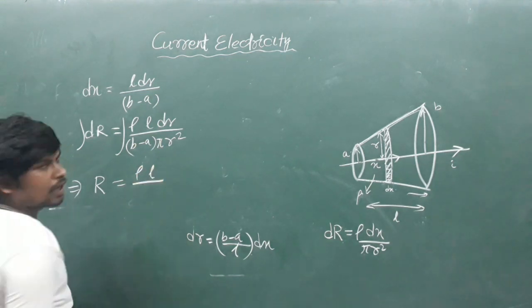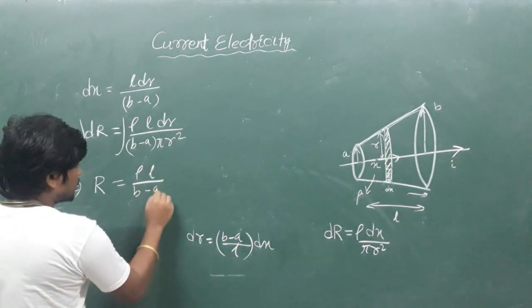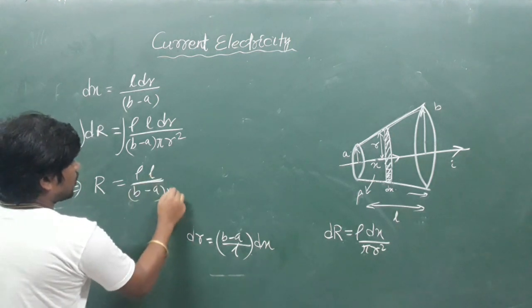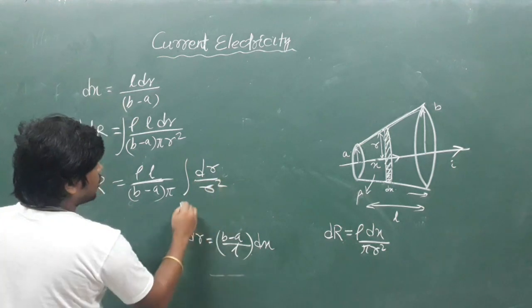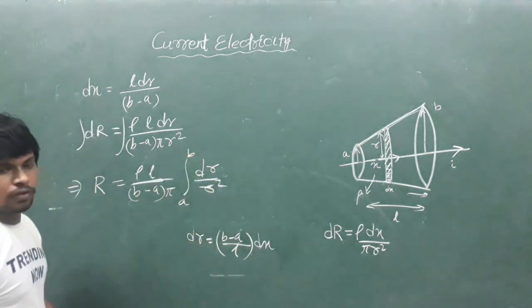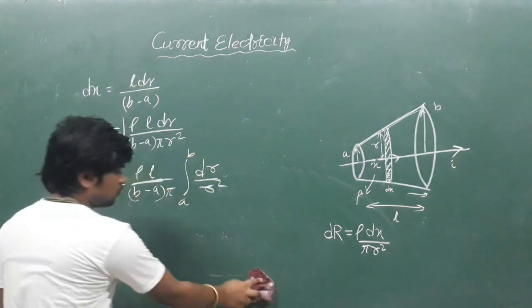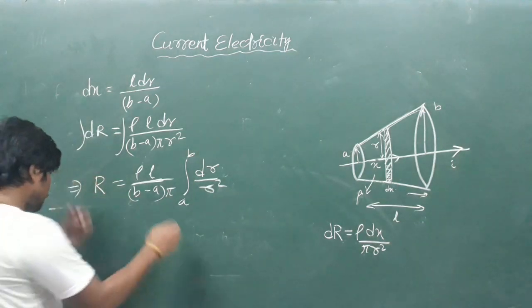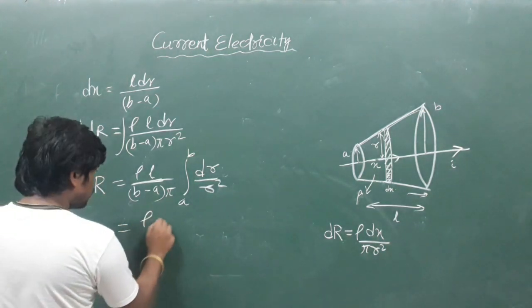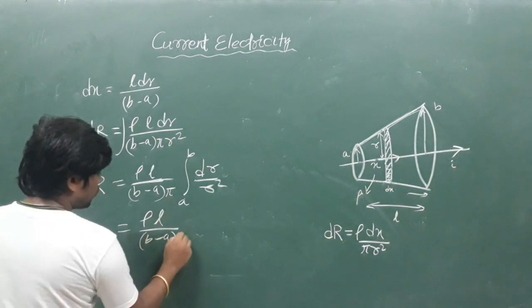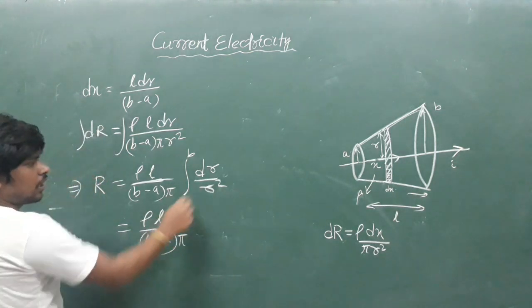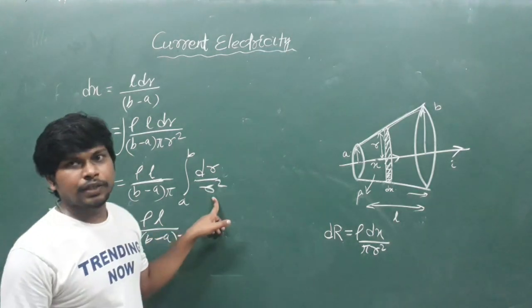Rho l divided by b minus a. Now it becomes pi integration dr by r square, limit a to b. So take its integration. I am writing directly: rho l by (b minus a) into pi, and then the integration of 1 by r square.